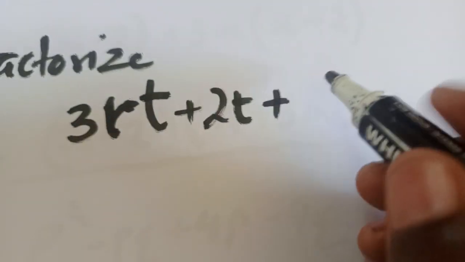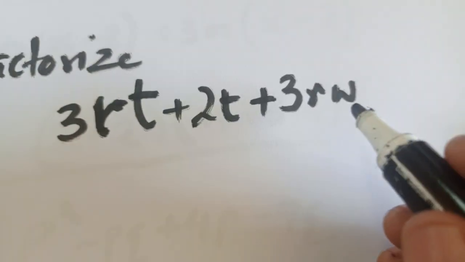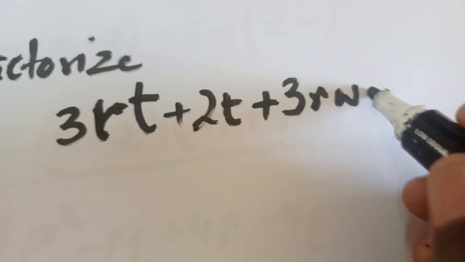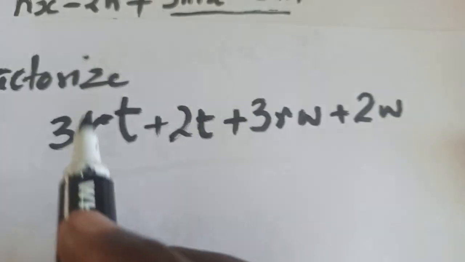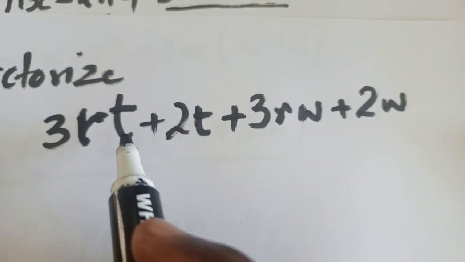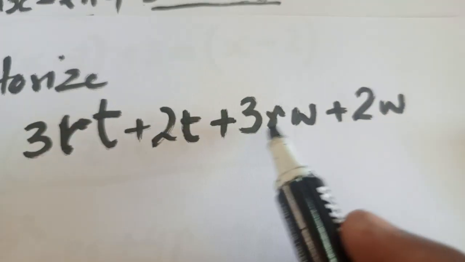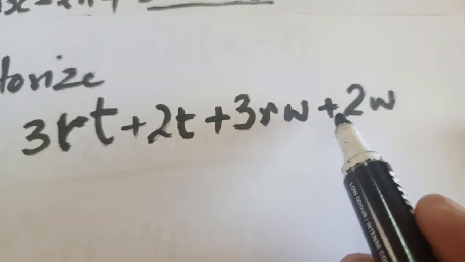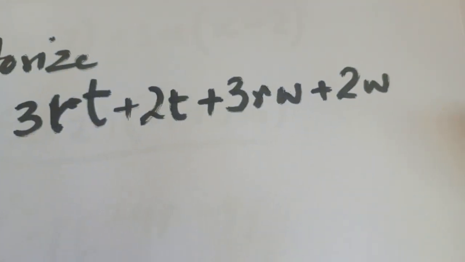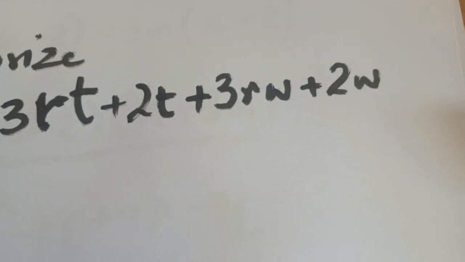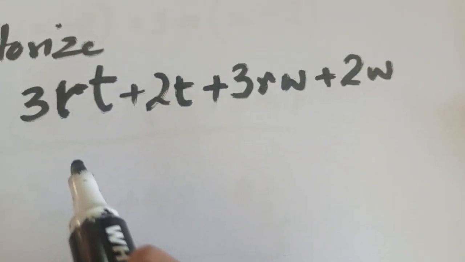plus 3rw plus 2w. I repeat, 3rt plus 2t plus 3rw plus 2w. Can you try that for your exercise and many other cases that you may encounter? Please do this and share your results in the comment section.